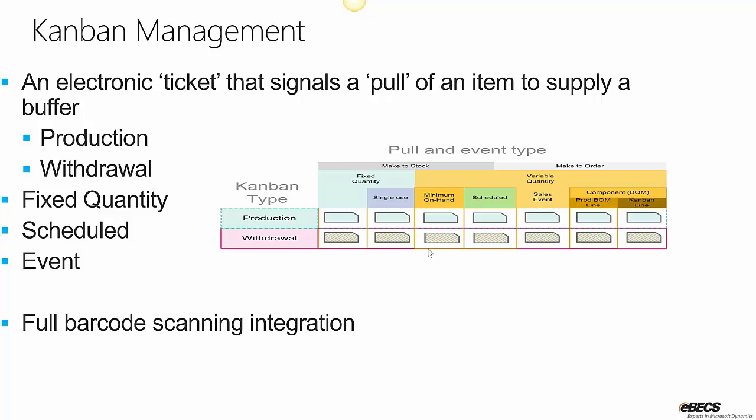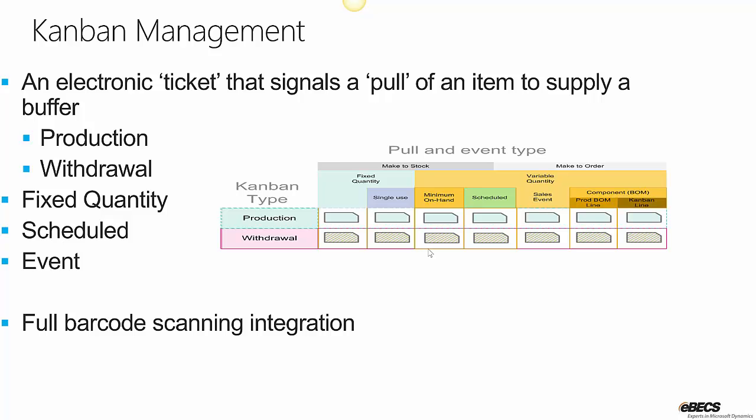If you look at the graphic here, there's really two types of Kanbans in standard AX. There's production and there's withdrawal. So again, a production Kanban, if my signal is empty, I'm going to make something. Withdrawal Kanban, if the signal is empty, I'm going to move material from one warehouse location to another warehouse location.